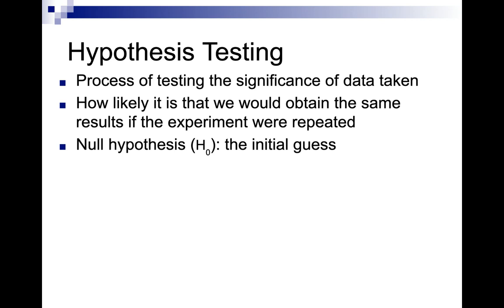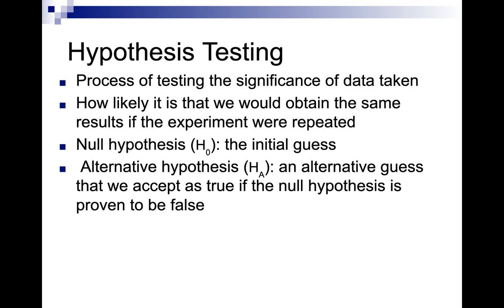The null hypothesis is designated, as it says here, with H with a subscript of 0. And again, that is your initial guess of what you think is going to happen. Okay. And then there's also something called the alternative hypothesis, and that is H with a subscript of A. The alternative hypothesis is essentially what you would accept as true if the null hypothesis is proven to be false.